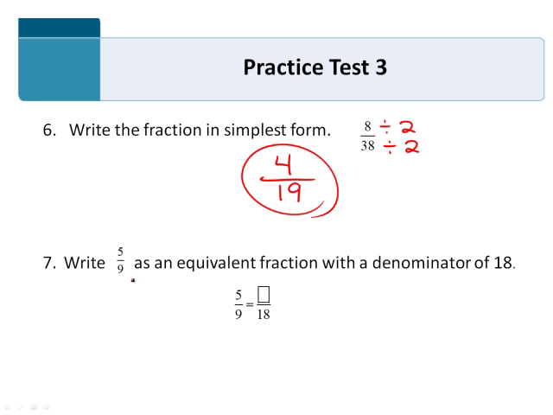Number 7, write 5/9 as an equivalent fraction with a denominator of 18. This is where we go back and divide. 18 divided by 9 is 2. So I have to multiply by 2. So I have to multiply 5 times 2. That means that 10 is what's going to go in that box. So the answer there is 10.